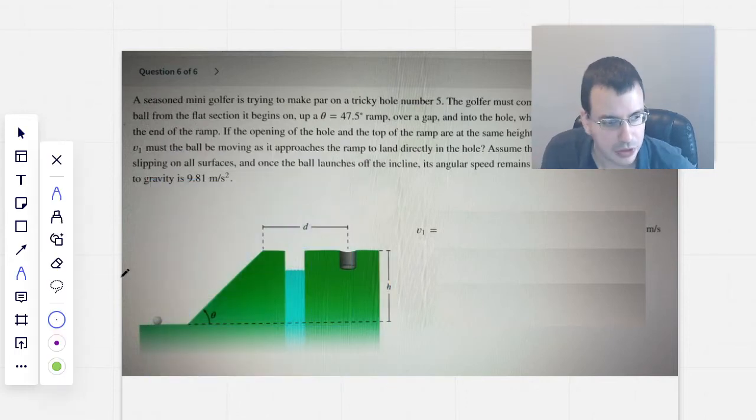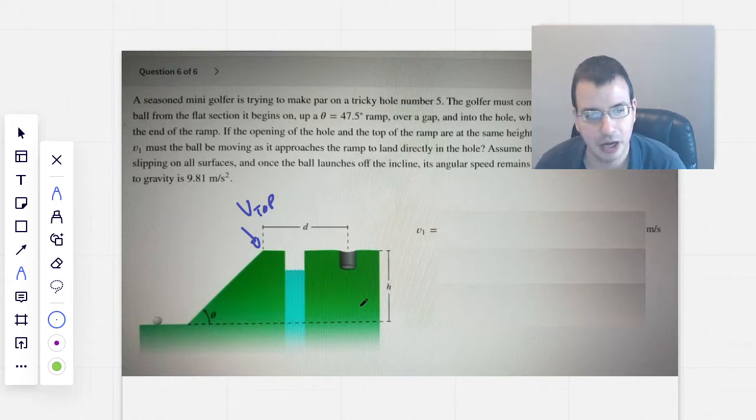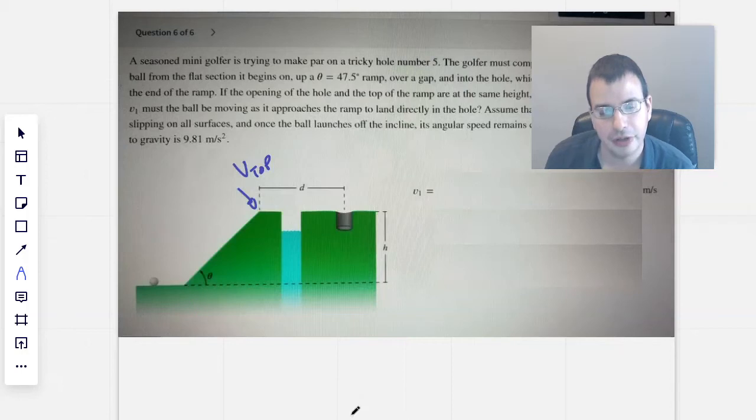Okay, so first part, find the speed. This point here, I'm going to call V top, because it's the velocity at the top of the hill, and we need to find this. That velocity is what it needs to get in that hole. So we're going to break this into 2 parts, and it's going to be projectile motion, or kinematic equations.